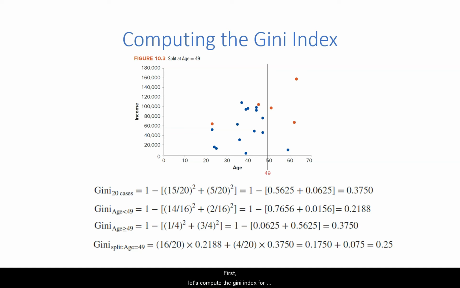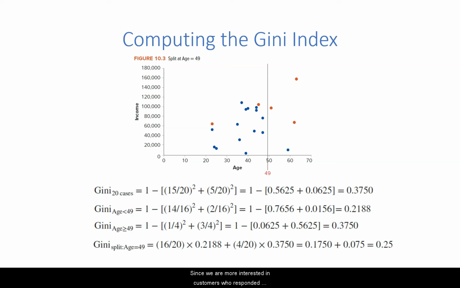First, let's compute the Gini index for the original dataset before the split so that we have a benchmark Gini index. If you look at all the data points, we have a total of 20 cases. Among the 20 cases, there are 5 customers who responded to the offer, shown as red dots, and 15 customers who did not respond to the offer, shown as blue dots.